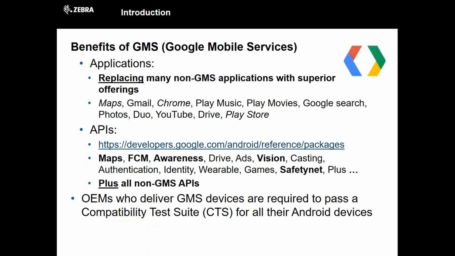And towards the end of the deck, we'll go over locationing as an example, and some of the awareness APIs and SafetyNet. We'll cover that later on. That link there links to Google's page where they list out what all of these APIs are.